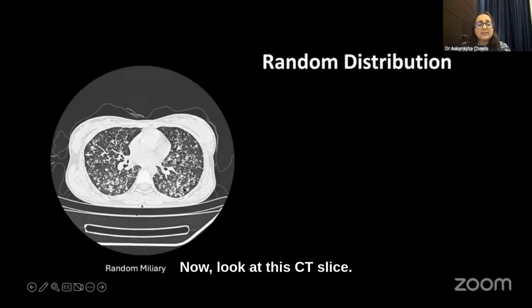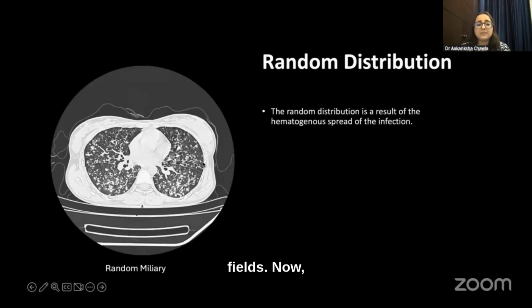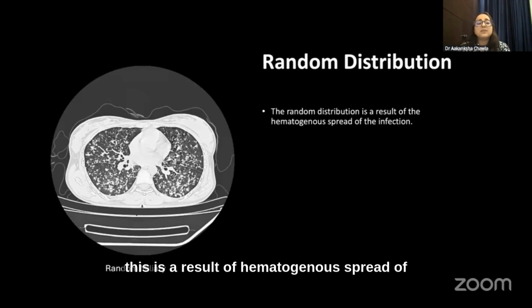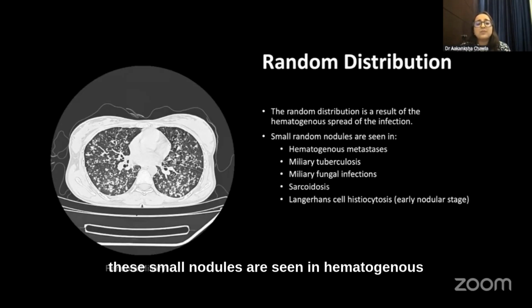Now look at this CT slice. You can see random distribution of nodules across your lung fields. Now this is a result of hematogenous spread of infection, and these small nodules are commonly seen in hematogenous metastasis, miliary tuberculosis, and fungal infections.